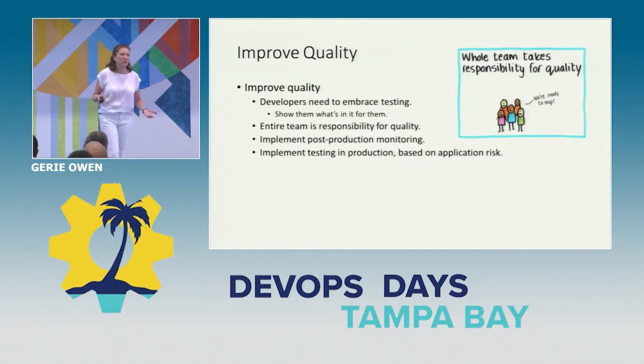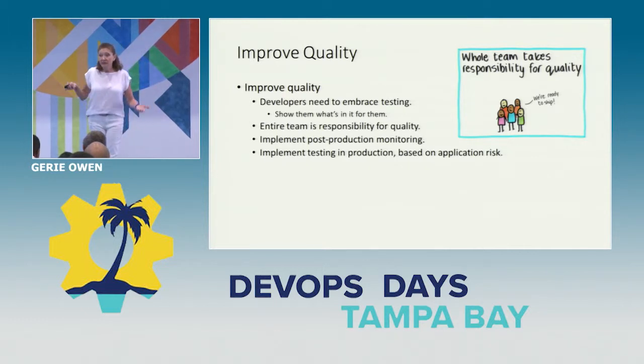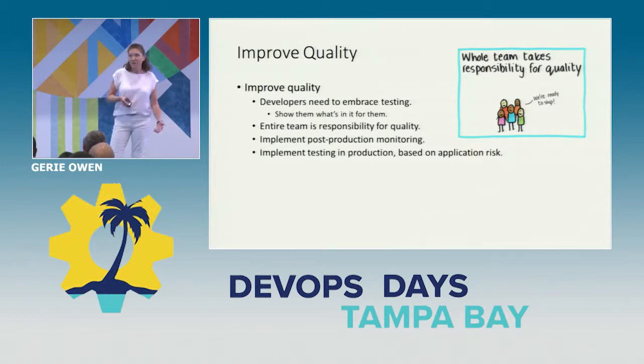What's in it for you? What's in it for you is what's in it for your customer. The entire team is responsible for quality. Want to implement post-production monitoring. That's another critical one, because as much as you try, you're always going to find those little things in production. And when you get there, you want to find the bug that escaped into production before your customer does. So that's why we should implement post-production testing, of course, depending on the risk, but we need to do it.